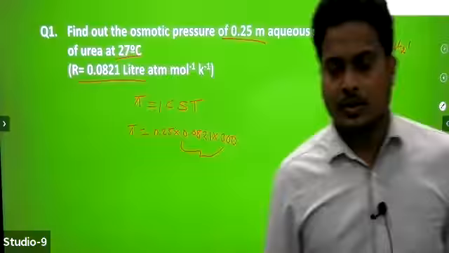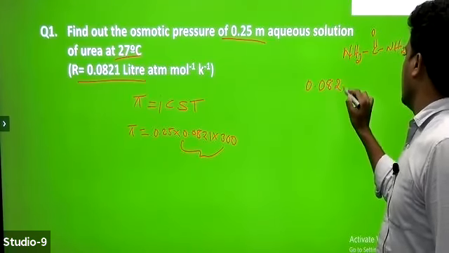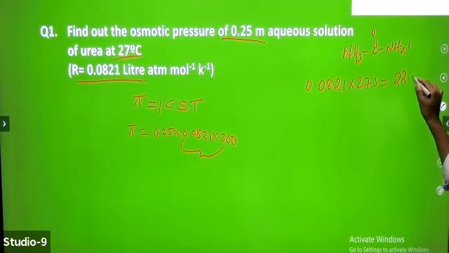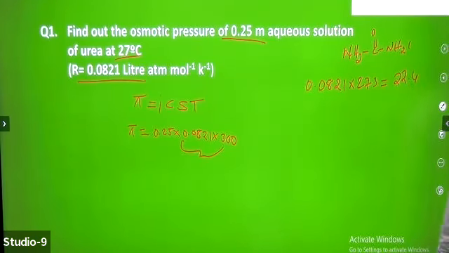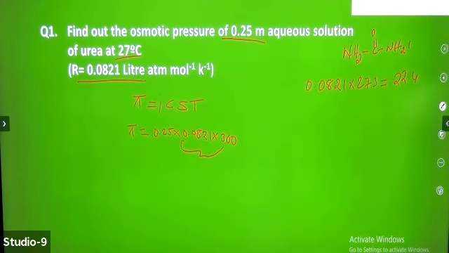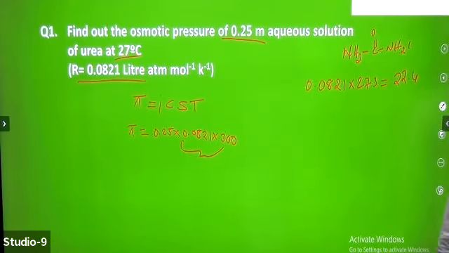24.6, sir. Yes, that is 24.6. 0.0821 into 273, we get 22.4. If the temperature is sometimes given as 0 degrees centigrade, what do we take in kelvins? That is 273. If 0.0821 into 273, we get 22.4.